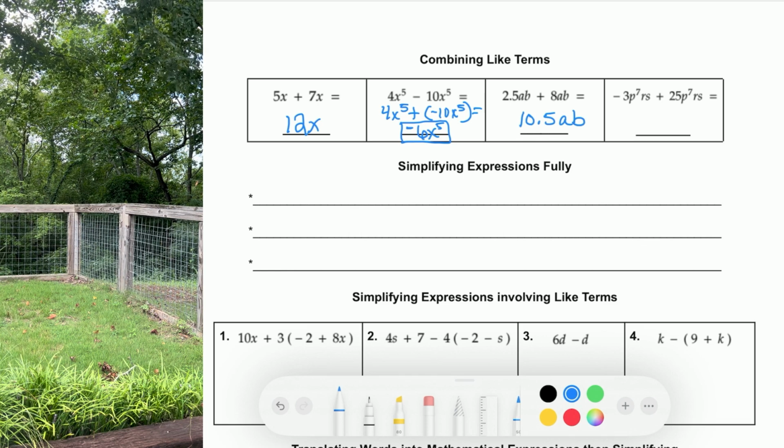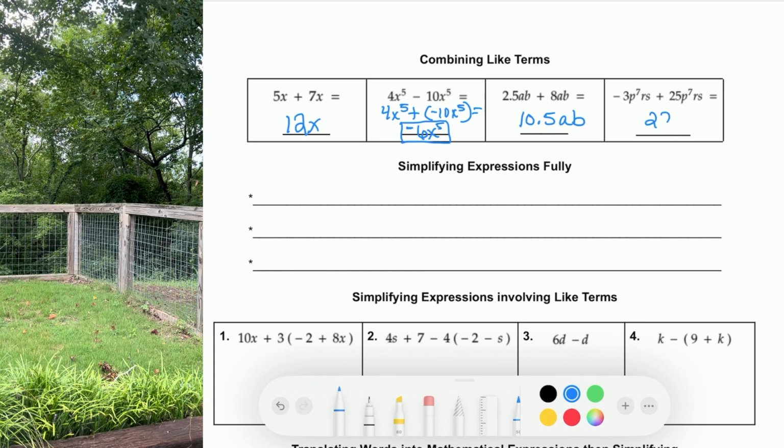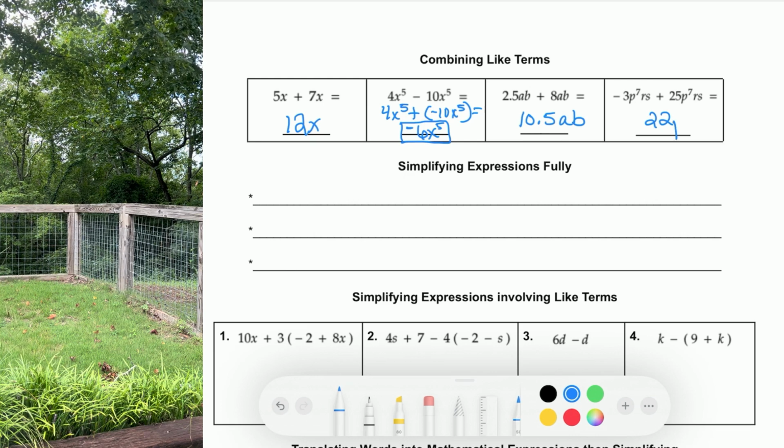Our last example has negative 3p to the 7rs plus 25p to the 7rs. They are the same, so I can combine them. I do have different signs though, so I'm going to take the difference, which is 22. Keep the sign of the larger number, which is 25, so it's going to be a positive 22. And then I'm just going to rewrite the p to the 7th power rs, and that is our answer.